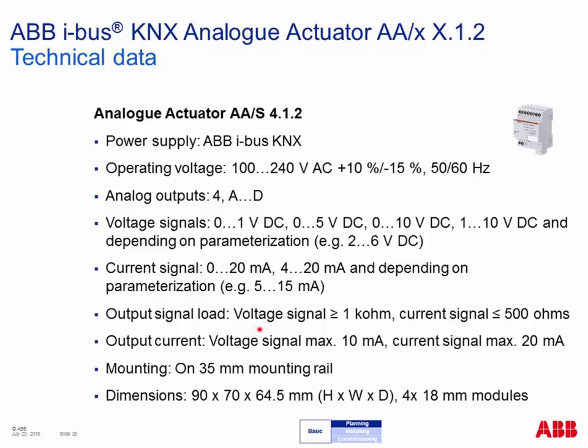Very important here is the output signal load of the device. So when we use it as a voltage output, the load must be greater than 1 kilo ohm. And for the current signal, the load must be less than 500 milliohms. The output current for voltage signals is maximum 10 milliamps and for current signals maximum 20 milliamps. So when planning the device, you have to observe this maximal load.